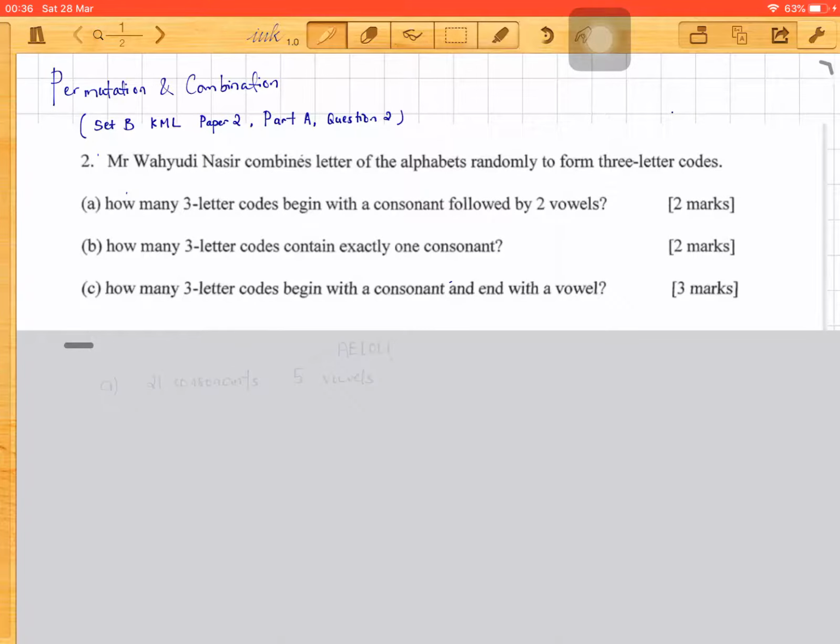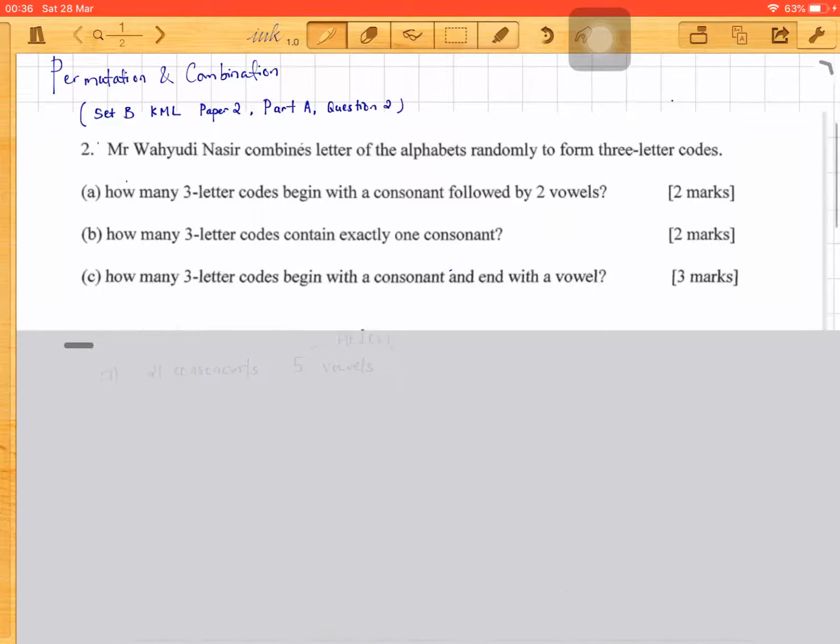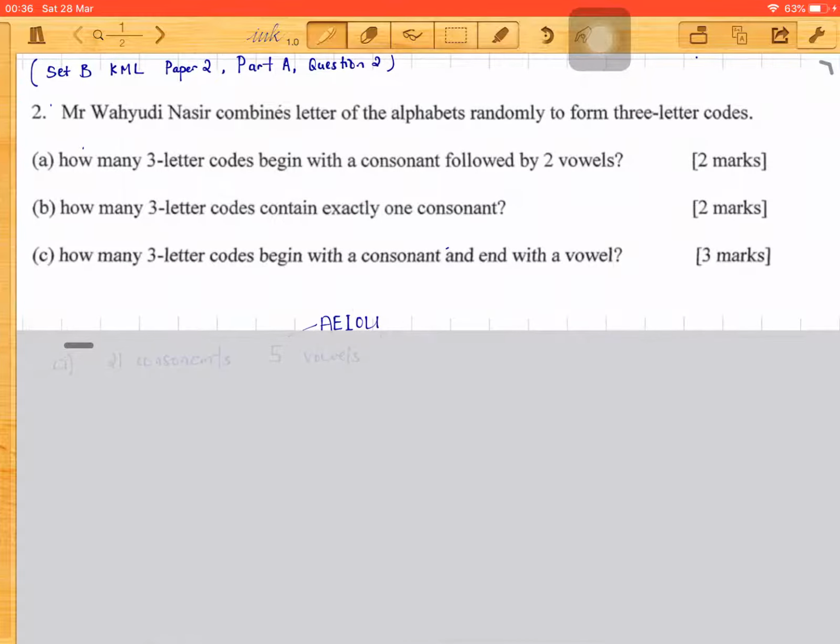Hi guys, today we're gonna learn about permutation and combination. I took this question from Set B KML paper 2 part A question 2. There's a copy of the question here.